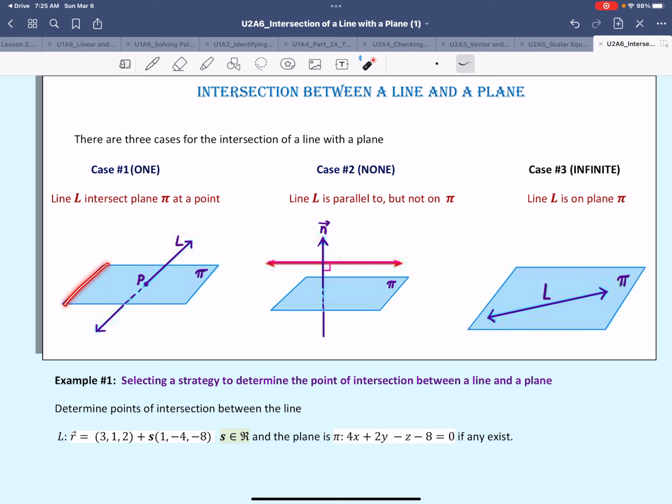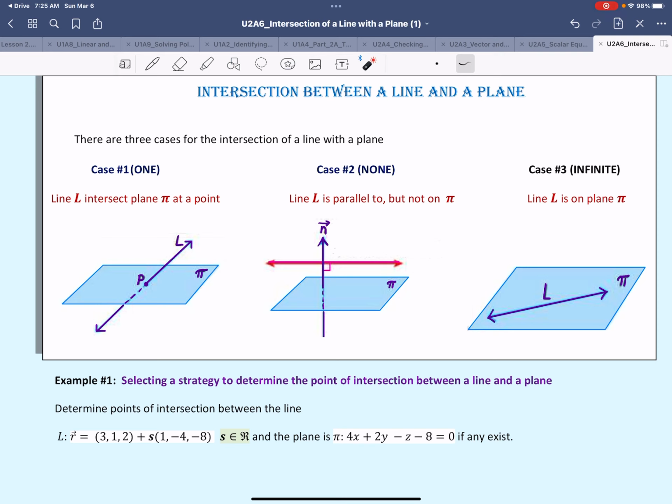So here we have a plane and a line going through the plane, which means that the line and a plane may have one intersection point. Case number 2, the line may be parallel to the plane, which means that there will be no points of intersection. And case number 3 is when the line lies flat on the plane, which means that there will be an infinite number of intersection points.